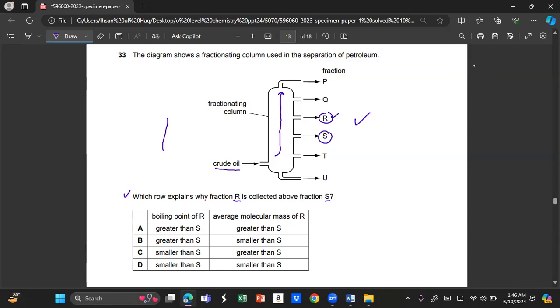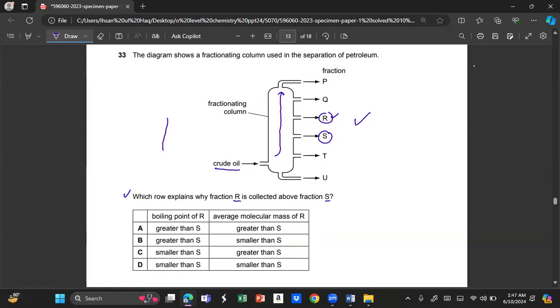Now let's come to the options, keeping in mind this information. Let's see which option is working for it. Which row explains why fraction R is collected above fraction S? Boiling point of R is greater than S? No.